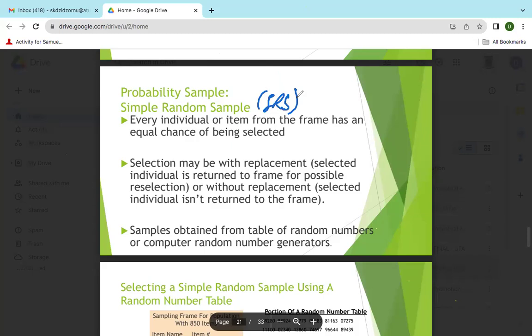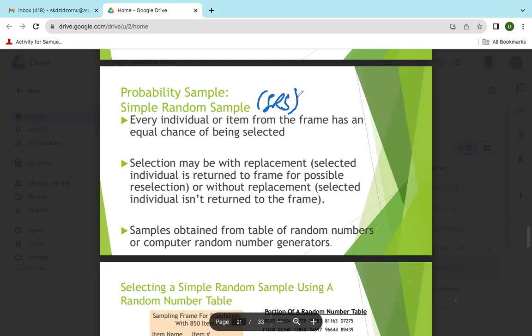All right, so simple random sampling. We call this simple random sampling because, of course, it's the most simplistic version of sampling that you can ever come across. So what does simple random sampling constitute? It entails the following: every individual, every unit or every element within the population frame is provided an equal chance of being selected.